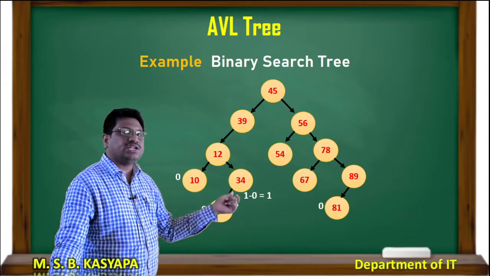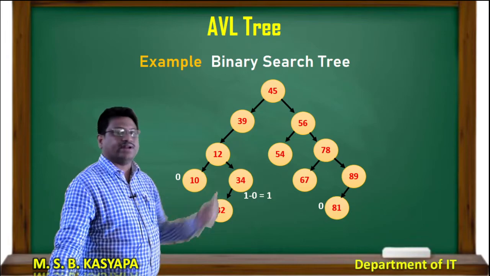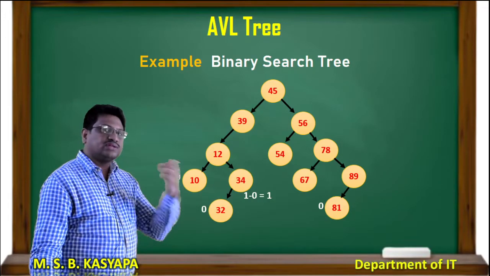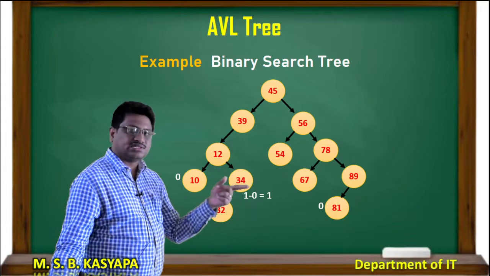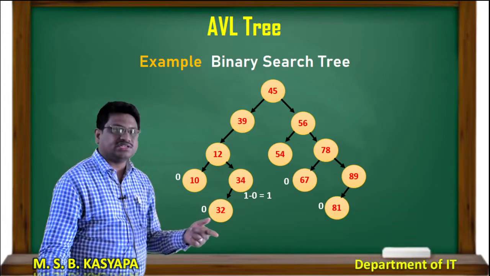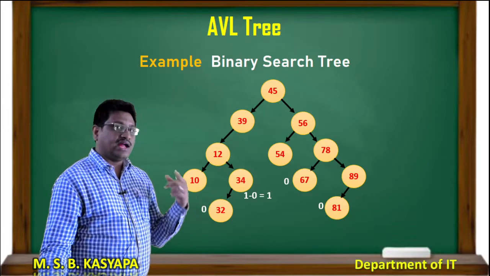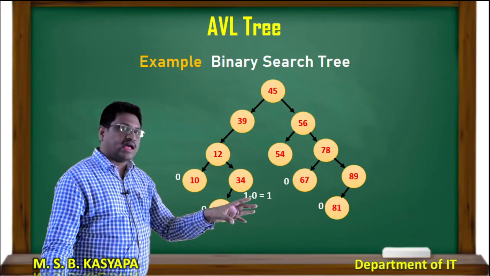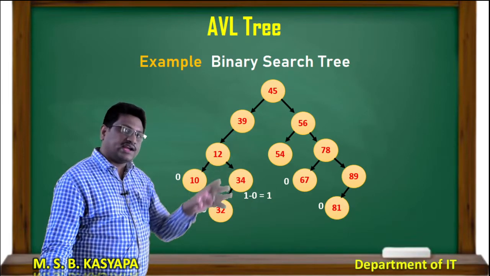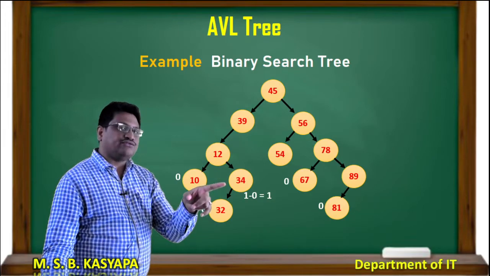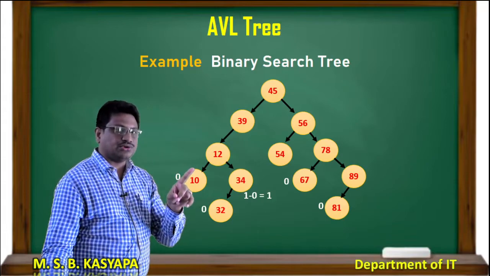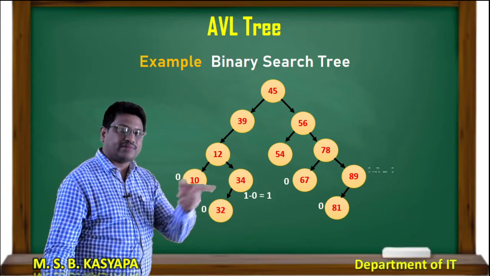So the balance factor of 34 is 1. Now I am moving to the next node in the same level, that is 67. 67 doesn't have any child, so the balance factor is 0. And if we go to 89, 89 has one left subtree, that is 81. On the left I have one subtree, and the height is 1. On the right side I don't have any child, so the height is 0. So the balance factor of 89 is 1 minus 0 equals 1.